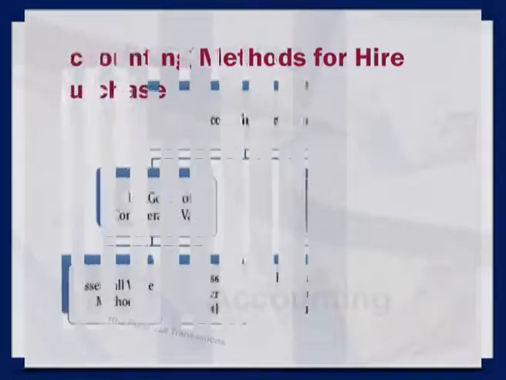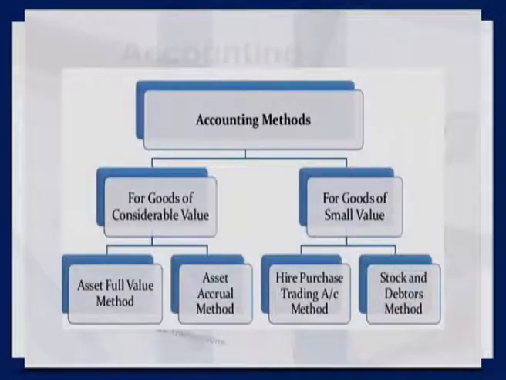Well, after knowing the calculation of cash price under the backward method, let us talk about accounting methods for hire purchases. In accounting for hire purchases, I have got two different broad categories. First category is for goods of considerable value and second category is for goods of small value. Under the head of goods of considerable value, we have got two different subheads: asset full value method and second is asset accrual method. And under the heading of goods of small value, we have got hire purchase trading account method and second is stock and debtors method.